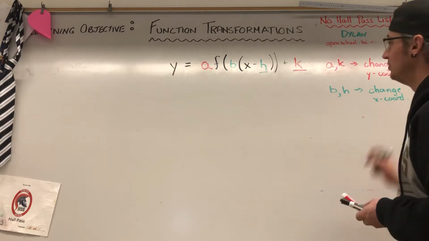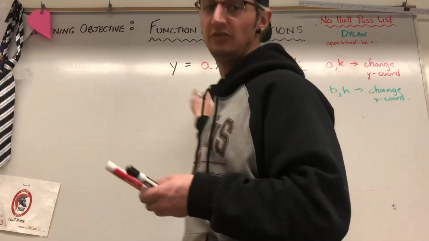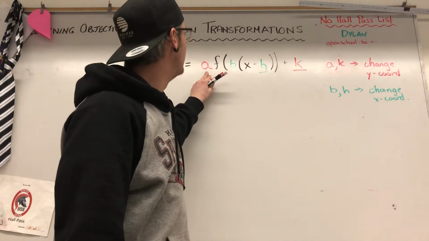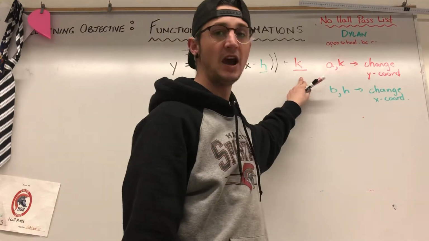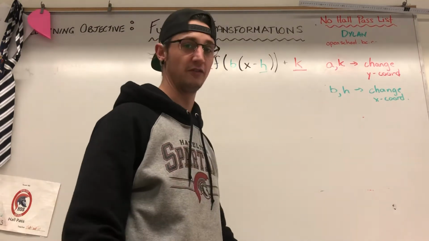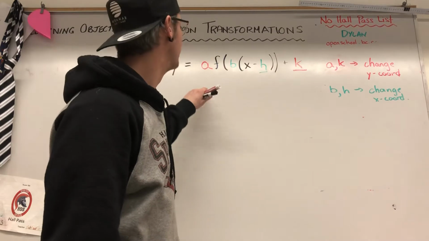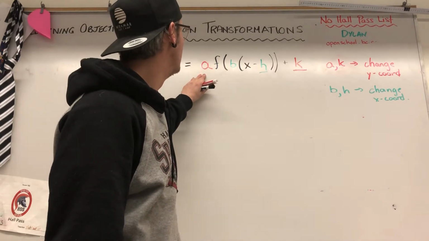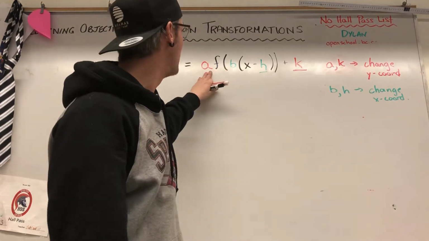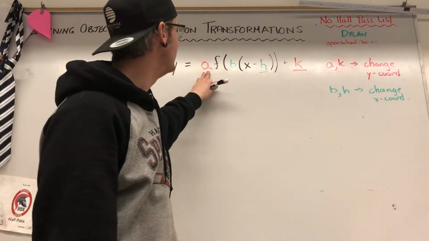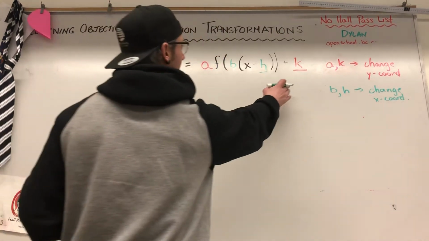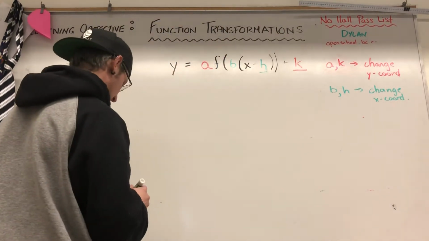Now, once we start to actually combine transformations, because so far we've just been seeing one at a time, when I get, say, an a transformation combined with a k, I'm always going to do the vertical stretch or the horizontal stretch first. So I'm going to multiply my function by whatever number I need to, and then I'll add my k. But let's get into what adding and subtracting h and k actually does.